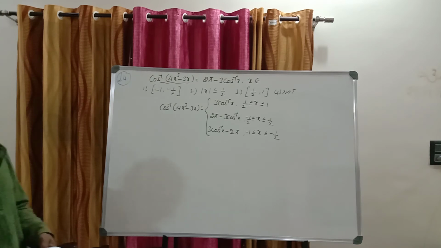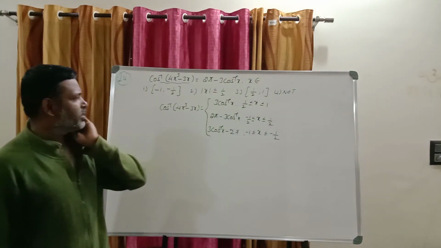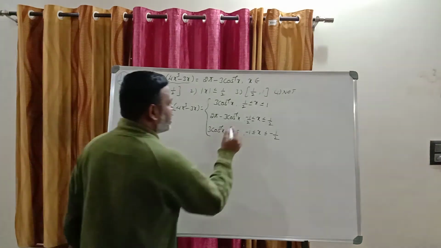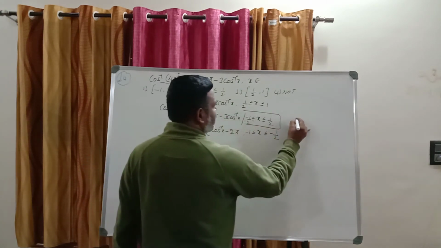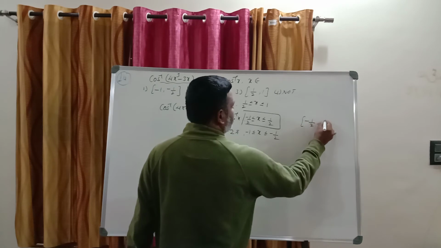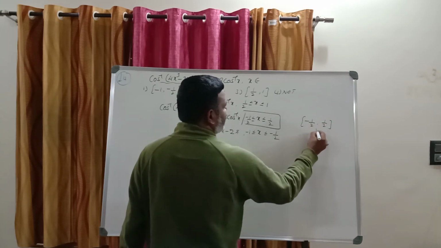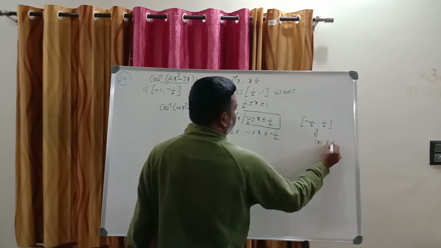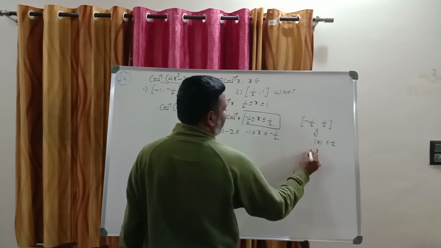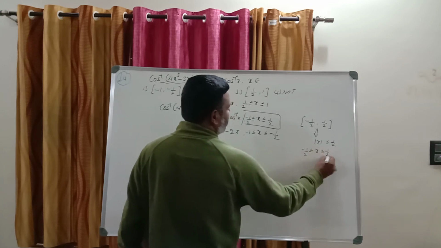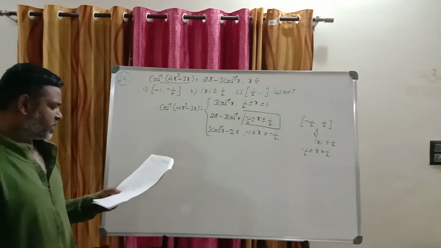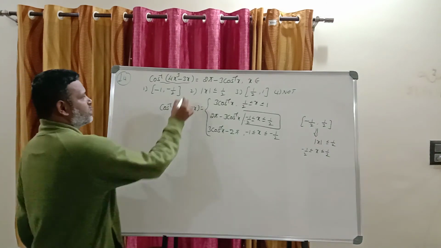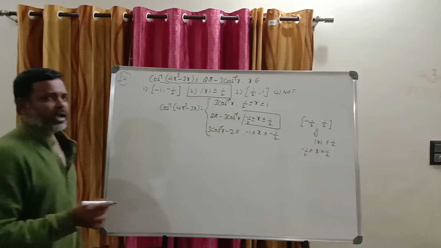Cos inverse of 4x cube minus 3x is 2 pi minus 3 cos inverse of x here, right? So this is the condition, which means we can write it as the closed interval minus 1 by 2 comma 1 by 2. In other words, this can be written as mod x is less than or equal to 1 by 2, which means x is greater than or equal to minus 1 by 2 and less than or equal to plus 1 by 2. Therefore the option is mod x less than or equal to 1 by 2. This is the answer. Okay.